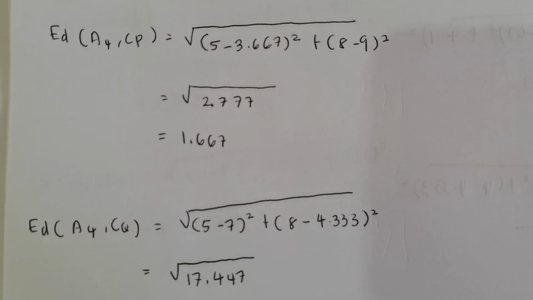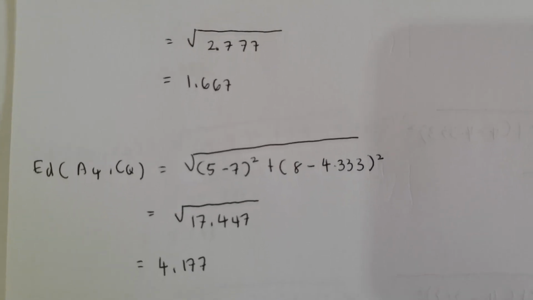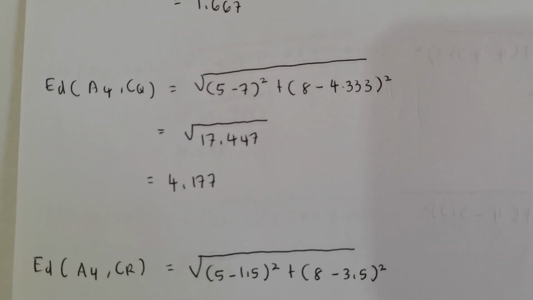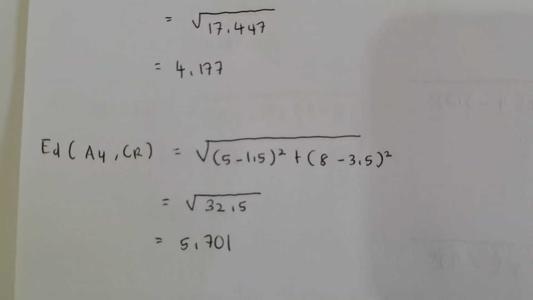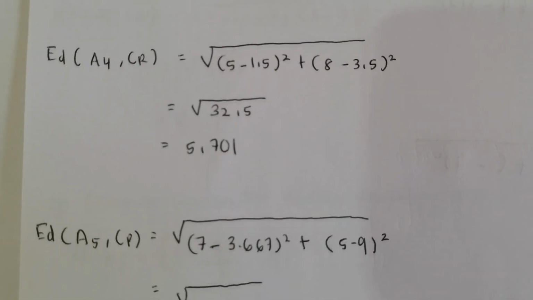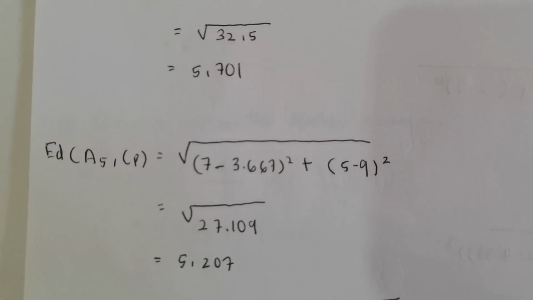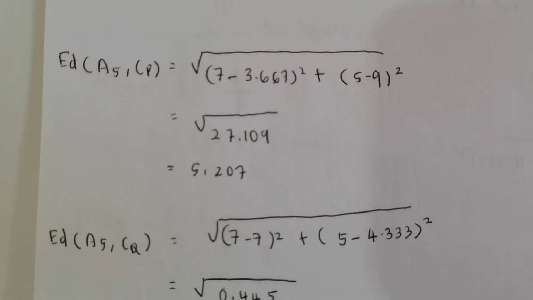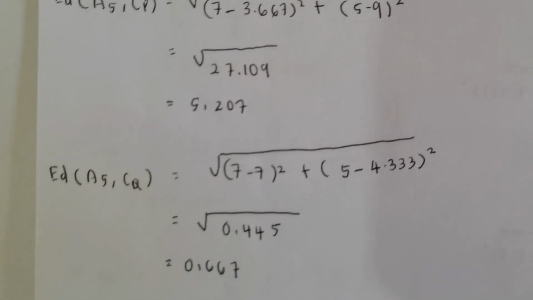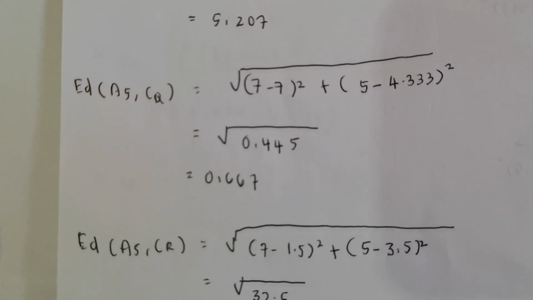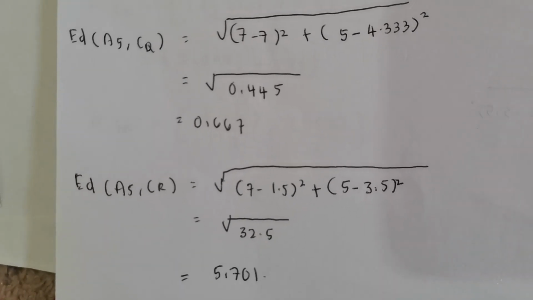The distance from cluster P to A4 is 1.667. The distance between cluster Q to A4 is 4.177, and then the distance from cluster R to A4 is 5.701, and then the distance from cluster P to A5 is 5.207, and then the distance from cluster Q to A5 is 0.66, and distance from cluster R to A5 is 5.701.